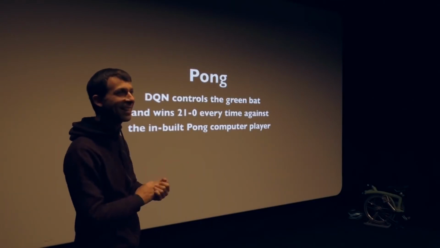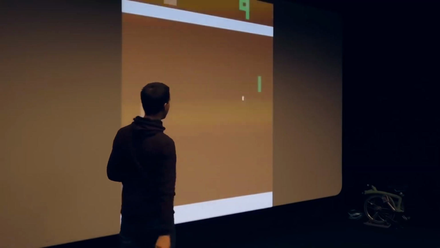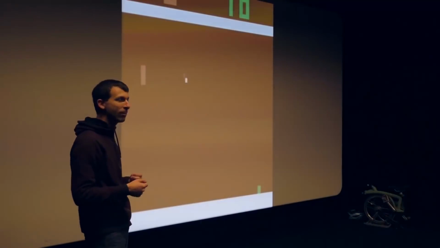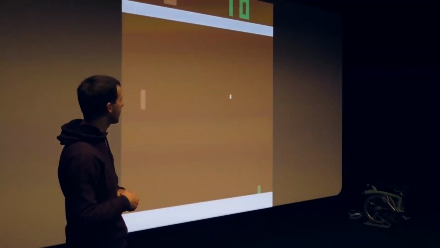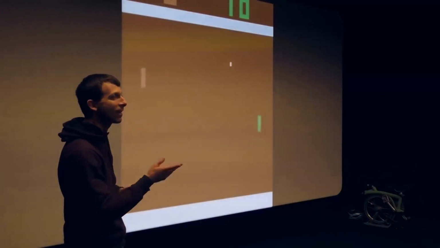This one is Pong, the classic original Atari game, and we're controlling the green guy here and learning to hit it right. You have to get these sharp angles off the corner to be able to get it past the opponents, and it learns this strategy and eventually learns a perfect strategy of winning every game.